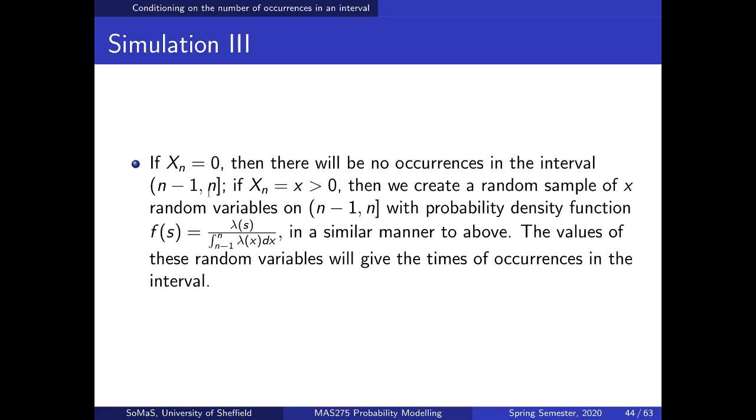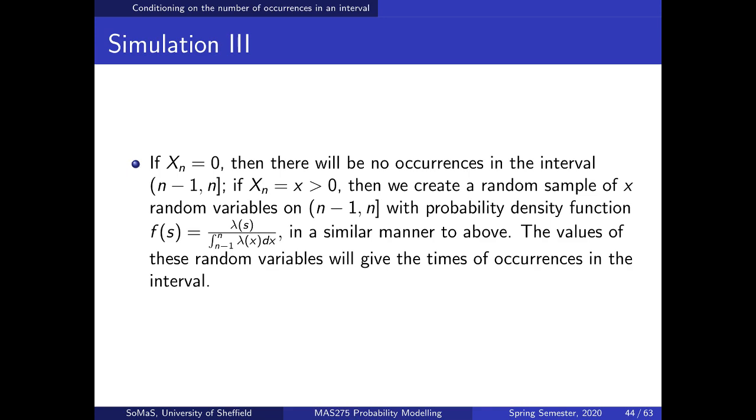So if xn is 0, we know that there's none. And if xn has a positive integer value x, then just take x independent variables with this density. Remember, the density is proportional to the rate. So you divide by the rate's integral over the interval we're interested in. And then these values will give us exactly where we want to be.